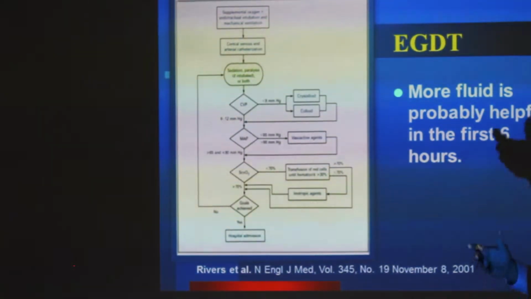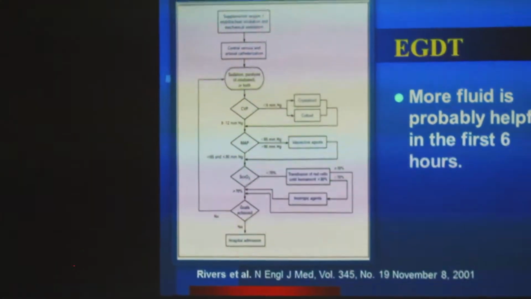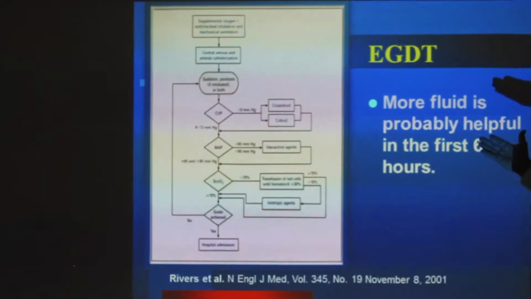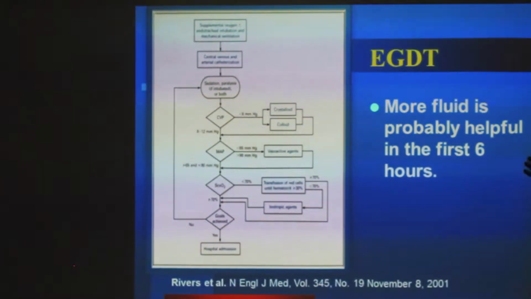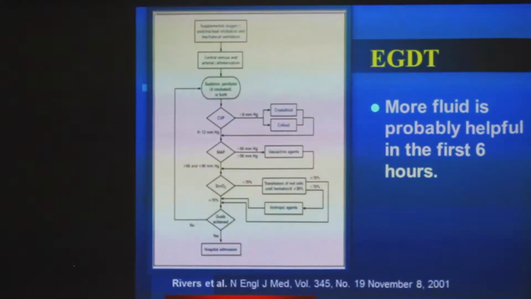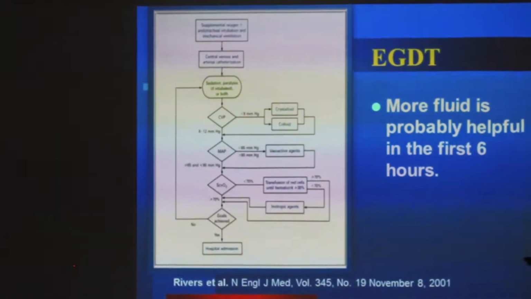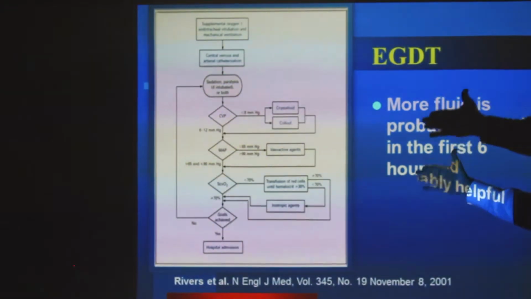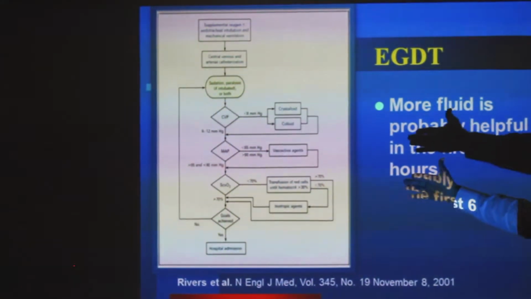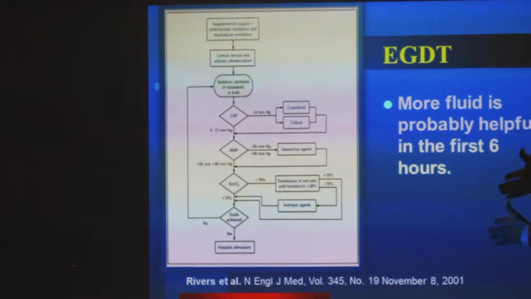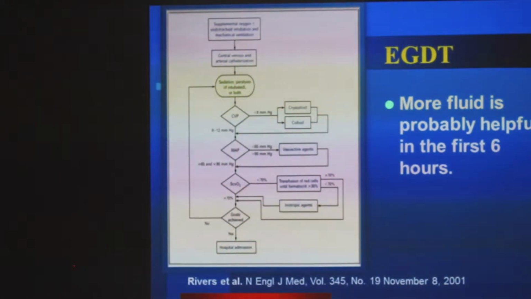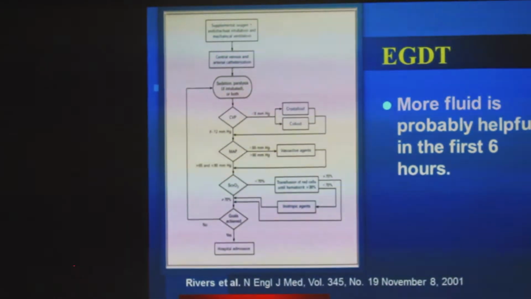So if we look at early goal-directed therapy, this was back in 2001 when we had the early sepsis guidelines, the sepsis campaign. More fluid is very helpful in the first 6 hours. Okay, but how much to give? You look at the diagram here, as a protocol. They used CVP and SpO2, and this was the protocol at that time by Rivers, back in 2001. I remember that. So fluid is good, it's important, right?